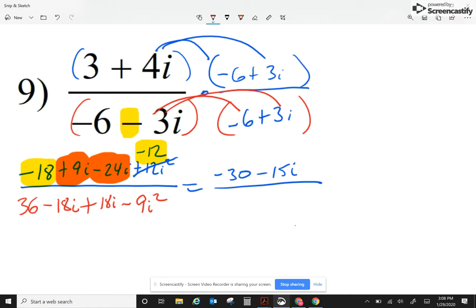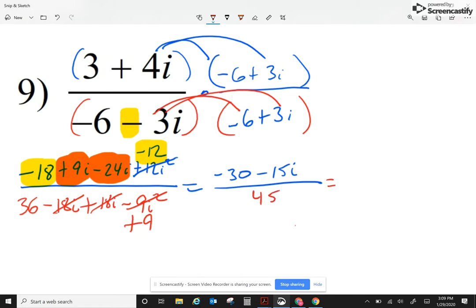Two things happen at the bottom. One, the middle terms, negative 18 plus 18, they cancel out. Another thing, my last term, negative 9i squared, we know i to the second power is negative 1. So negative 9i squared becomes plus 9. So at the bottom, 36 plus 9, that gives me 45.